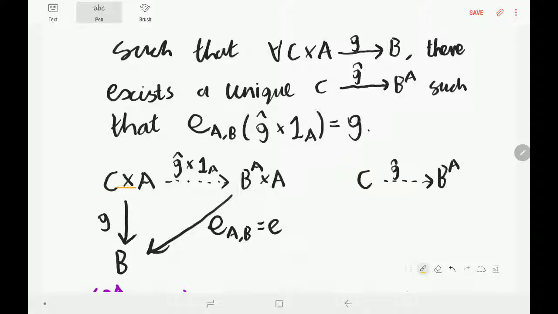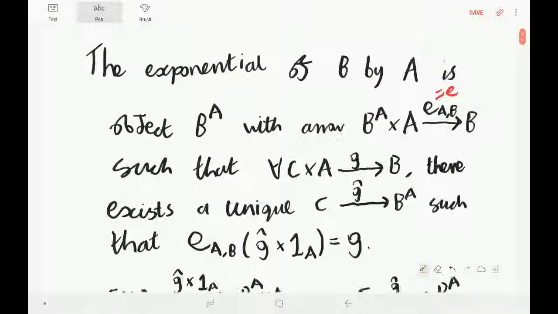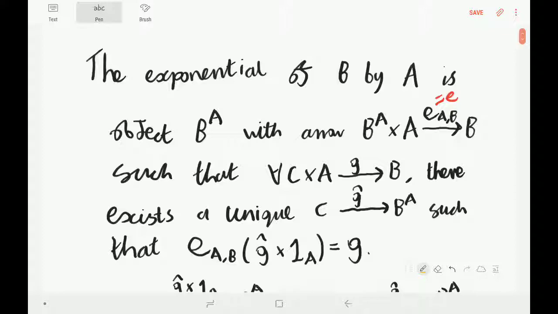Given any G from C times A, there exists this unique G hat, which is called the transpose of G, and it has a G cup, I should say, and this G cup is called the transpose of... Okay, let me back up.